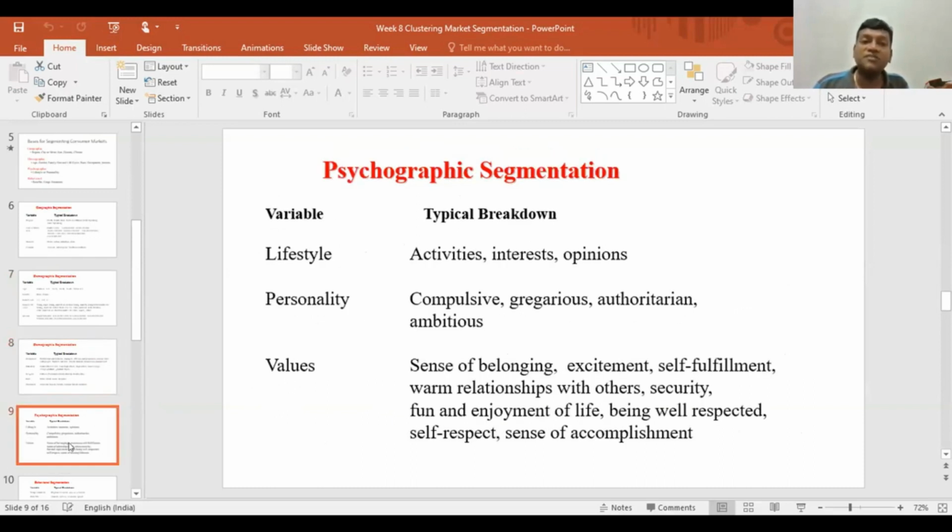Then you have psychographic segmentation, which is lifestyle, activities that you pursue in your free time, your other interests and hobbies, personality, whether you're a talkative person, an authoritarian person, an ambitious person, a laid back person, and all those things which also affect your purchase behavior. Values: sense of belonging, excitement, self-fulfillment, warm relationships with others, security. Whether you are a fun-loving person, whether you're outdoorsy, whether you would like to go out and spend money on the weekends, or you are more of an introvert who would like to curl up with a book.